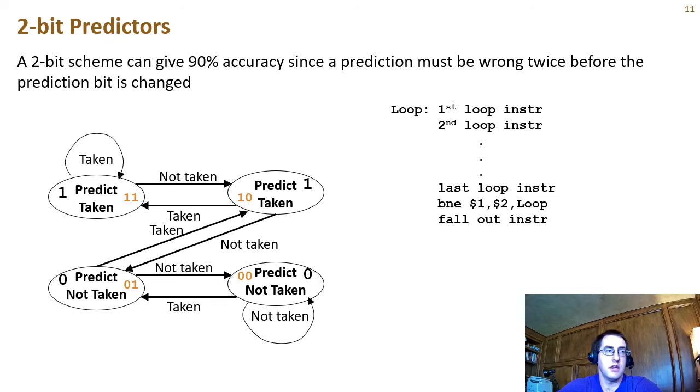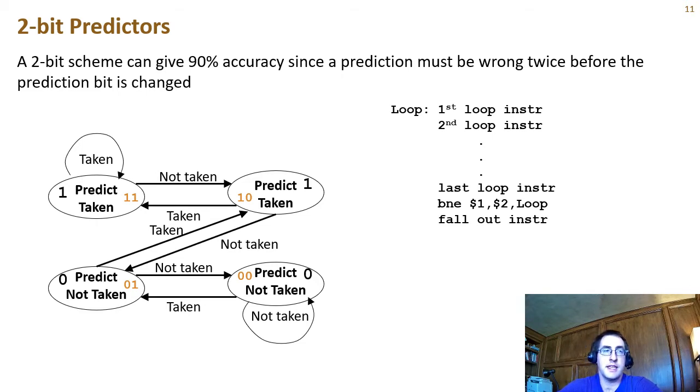The next state over is predict not taken. This is sometimes called weakly not taken. And the idea here is that the state bits are 0 1. And if the branch is not taken, then it will return back to the strongly predict not taken state. And if the branch is taken, then it will move up to the predict taken state, which is weakly predicted taken. So from predict not taken, it has to go either to strongly not taken or to weakly taken.